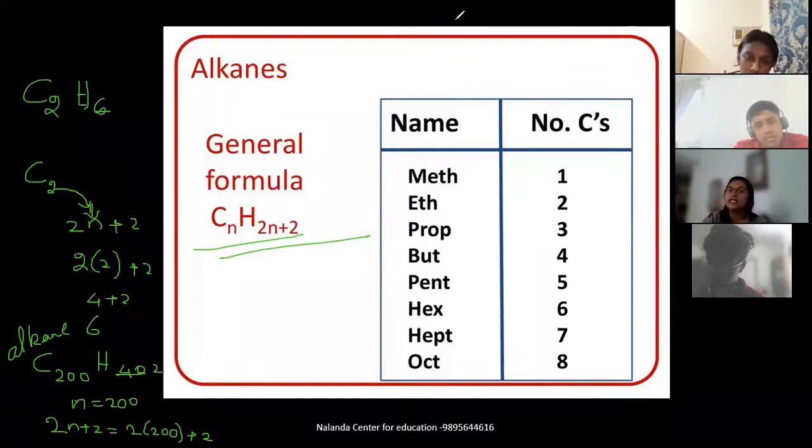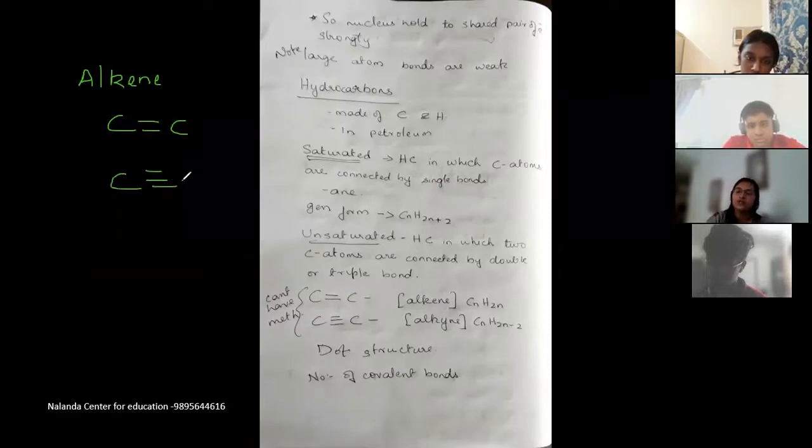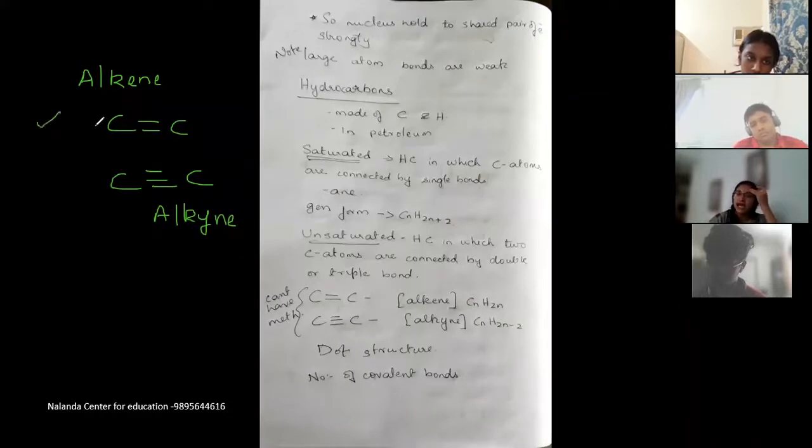Now what about the unsaturated compounds? Unsaturated compounds are of two types. It can either be alkene or alkyne. Alkene means carbon and carbon are joining with each other using a double bond. If carbon joins with another carbon using a triple bond, this is known as alkyne. Now, this is the simplest alkene which is present. The alkene and alkyne are going to start with two carbons.